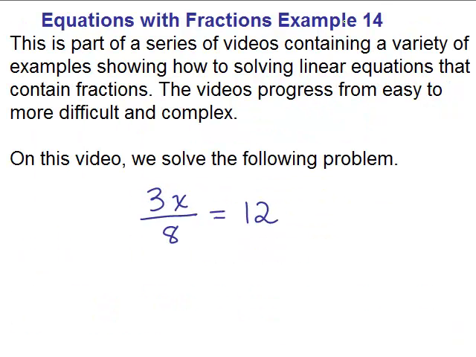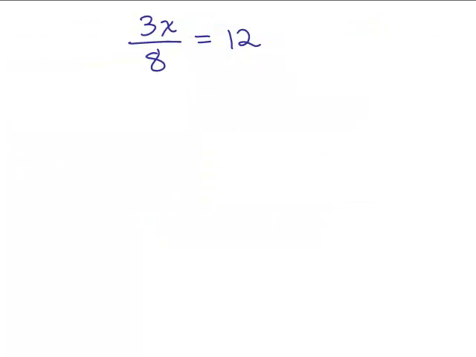This is our 14th example of solving a basic equation that contains a fraction. So we have 3x over 8. There's where the fraction is over here. Okay, a couple ways to do this. One way is to multiply both sides of the equation by the least common denominator to eliminate this fraction over here where the 8 is. So let's do it that way first this time.